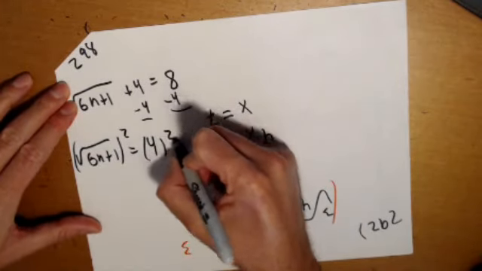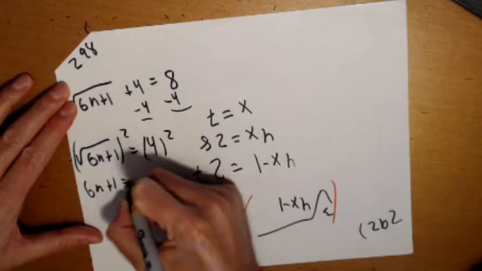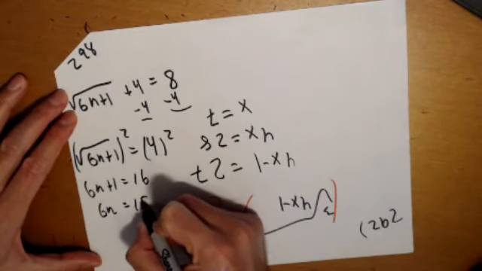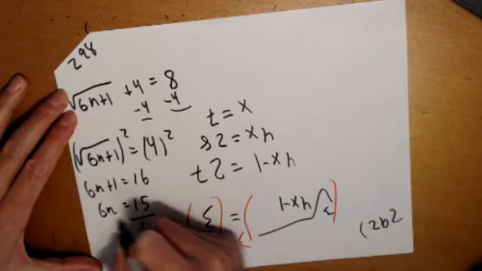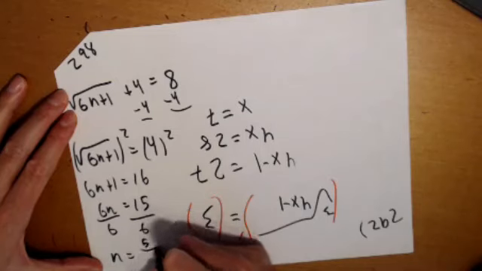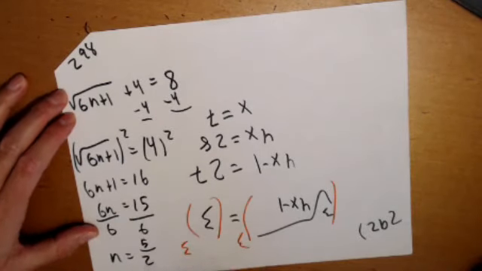Square both sides. 6n plus 1 equals 16. Subtract 1 from both sides: 6n equals 15. Divide both sides by 6. Reduce if possible. 3 goes in there 5 times, 3 goes in there twice.